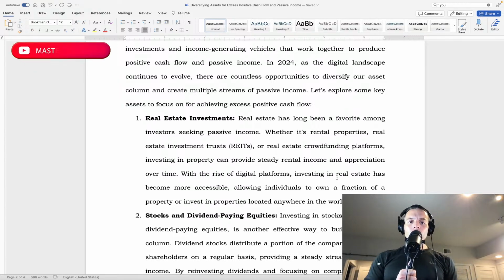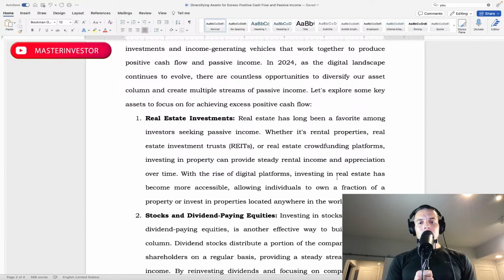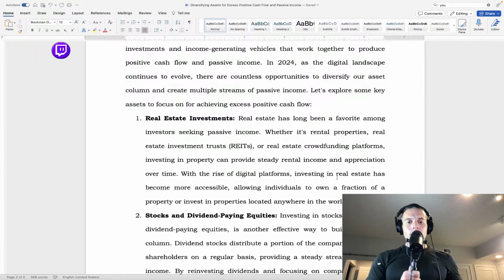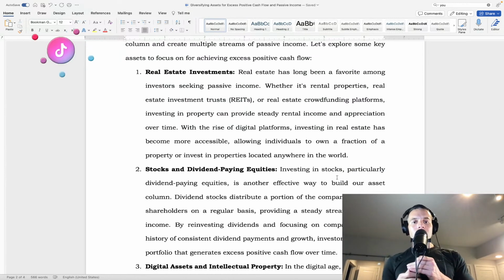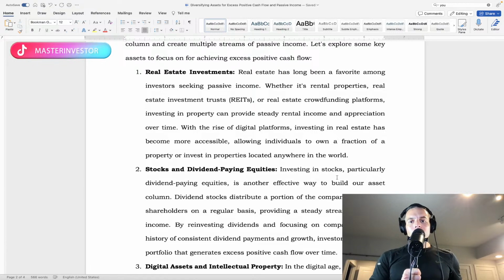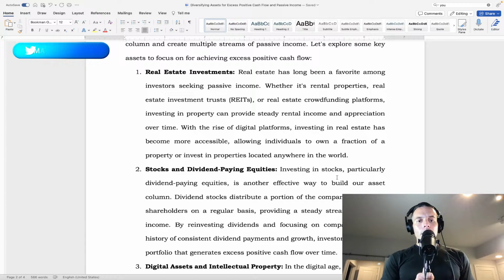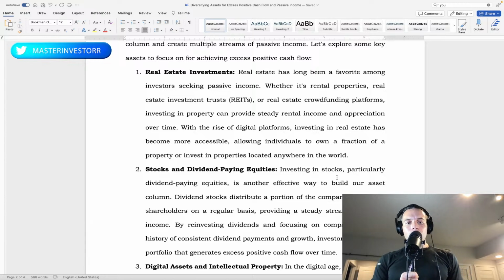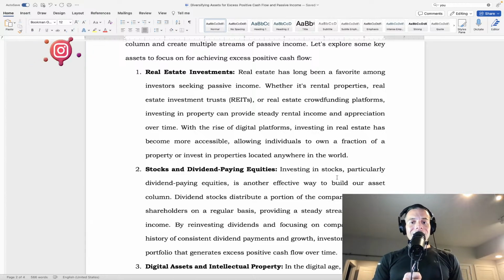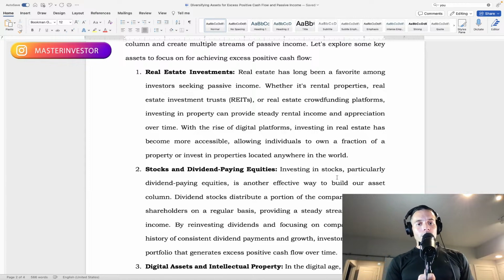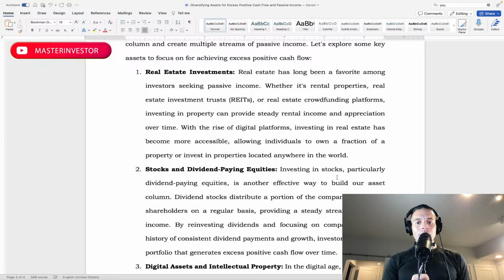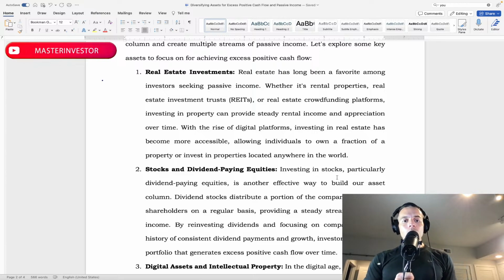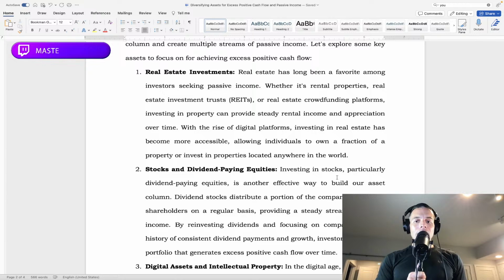Let's explore some key assets to focus on for achieving excess positive cash flow. One, real estate investments. Real estate has long been a favorite among investors seeking passive income, whether it is rental properties, real estate investment trusts, or real estate crowdfunding platforms. Investing in property can provide steady rental income and appreciation over time. With the rise of digital platforms, investing in real estate has become more accessible, allowing individuals to own a fraction of a property or invest in properties located anywhere in the world.